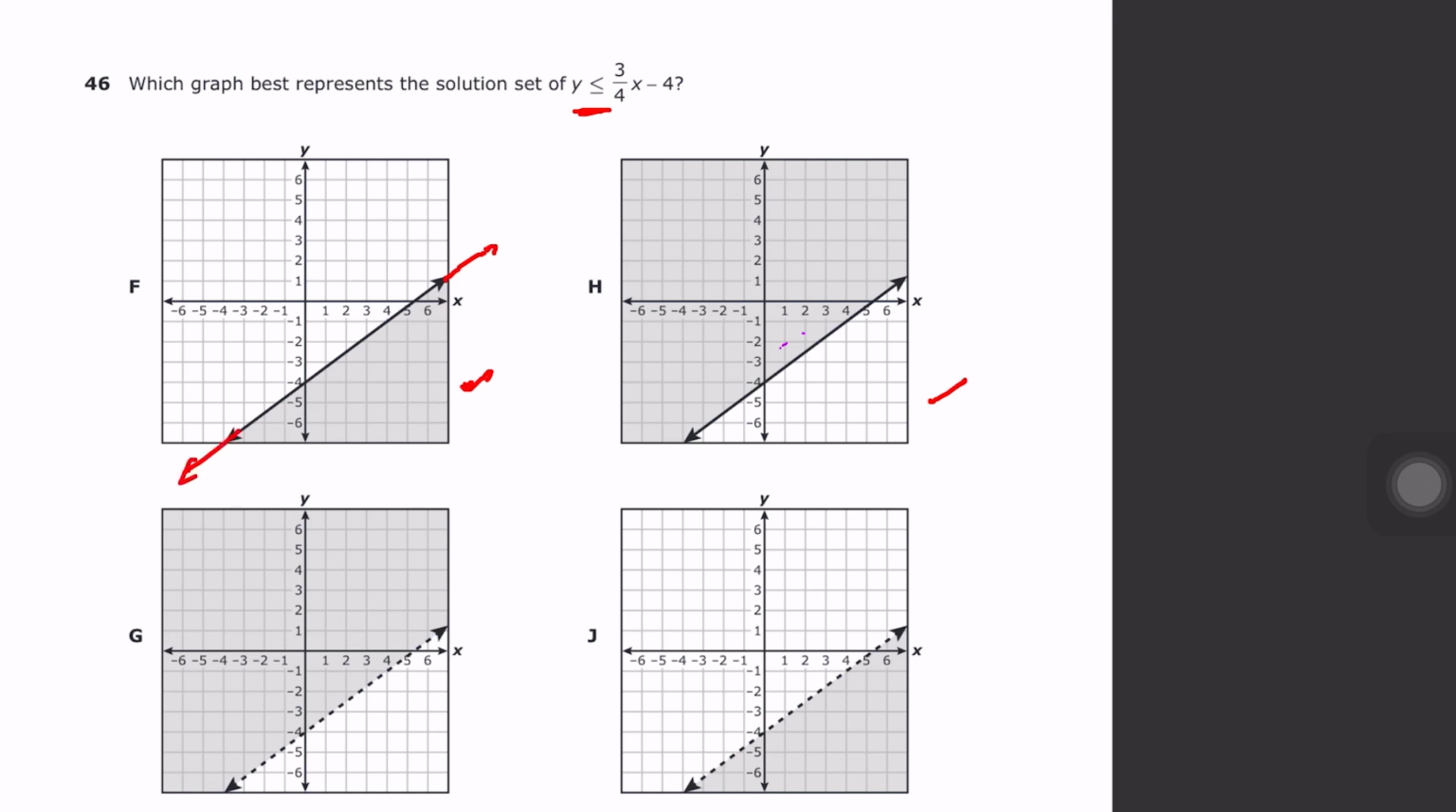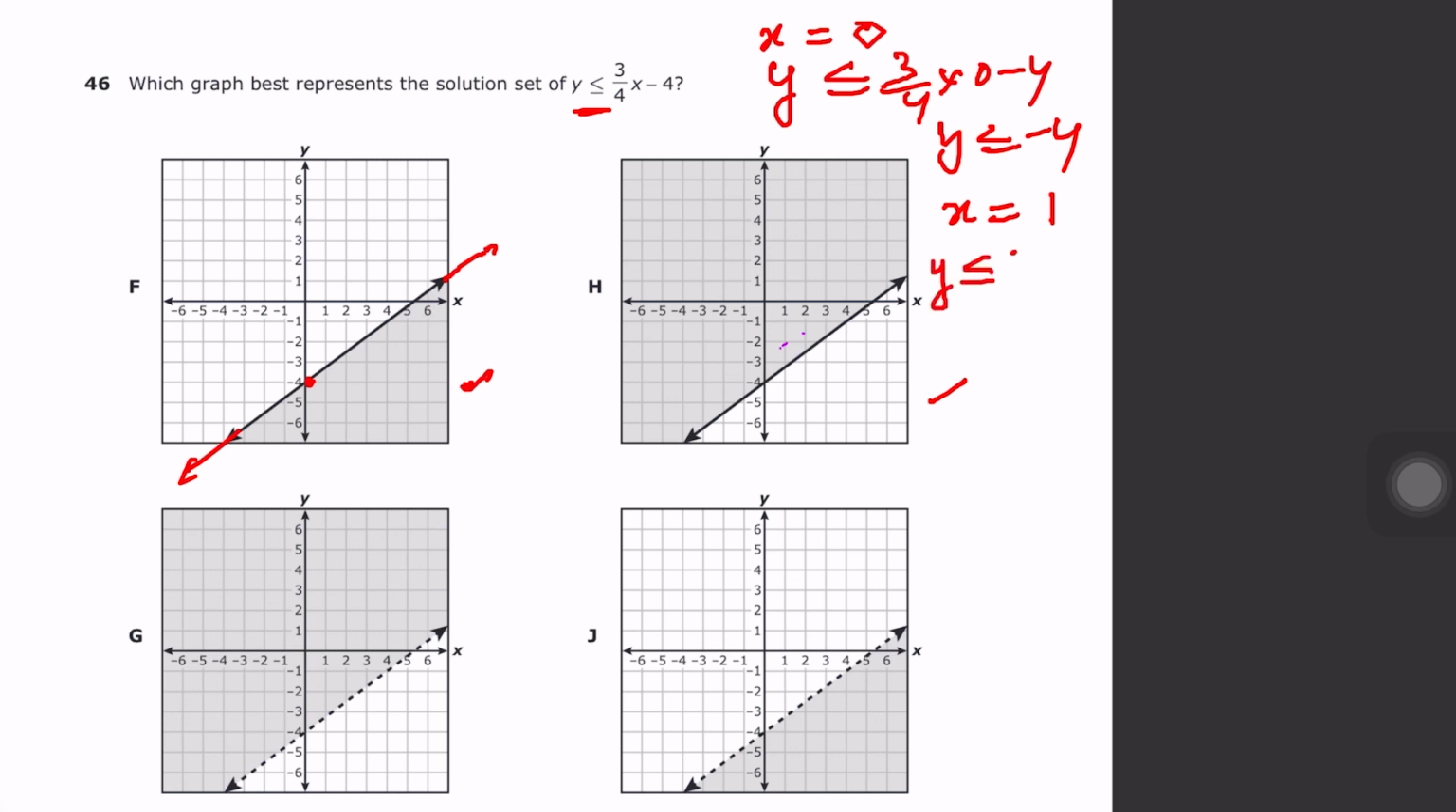Now for different values of x, y is always less than or equal to 3 by 4 into x minus 4. So it should lie in this region for different values of x. If I take x is equal to, suppose, 0, then y is less than or equal to 3 by 4 into 0 minus 4. So y is less than or equal to minus 4. So it lies in this region, isn't it? So you're getting here 0, minus 4 is this point. Now if you take one more value for x, suppose x is equal to 1, then y is less than or equal to 3 by 4 into 1 minus 4. So y is less than or equal to 3 by 4 minus 4.